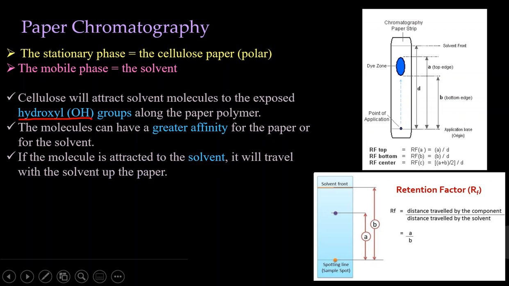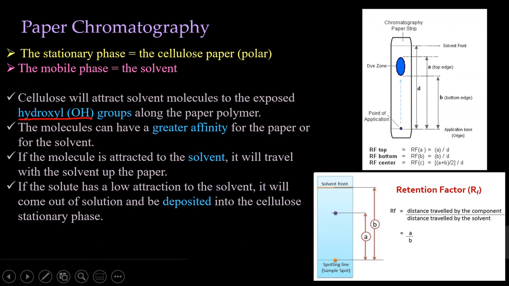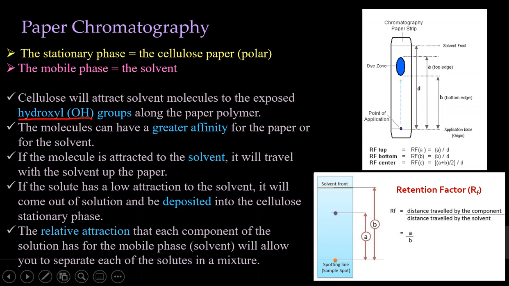Okay, if the molecule is attracted to the solvent, it's going to travel with the solvent and go up the paper. If the molecule has a low attraction to the solvent, it's going to stay more attracted to the paper and just sit on the paper and come out of solution. Okay, and be deposited on the paper. And the relative attraction that each component of the solution has for the mobile phase solvent will allow you to separate each of the solids in the mixture.